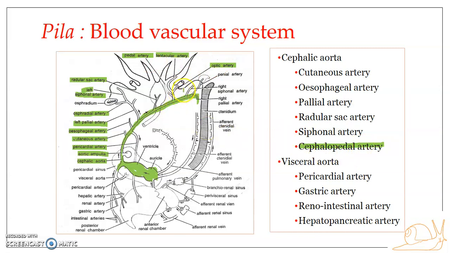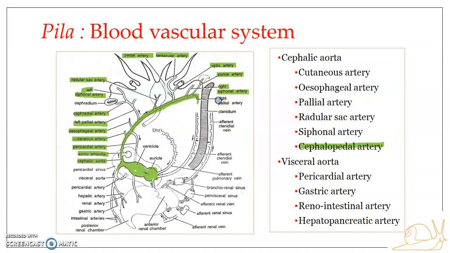Then the next one we have is this one. It is the right siphonal artery. You already know what the right siphonal artery could be supplying blood to, isn't it? It is the right nuchal lobe. And then we have the penial artery. The penial artery is found only in males, and it supplies blood to the penis. It is a copulatory structure.